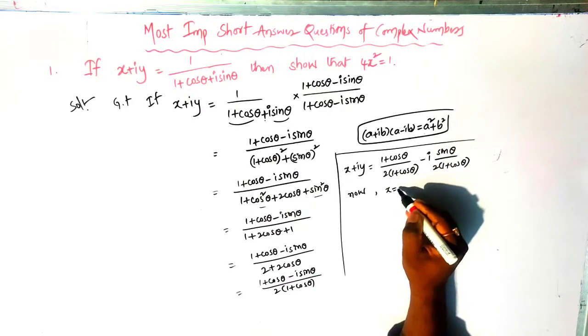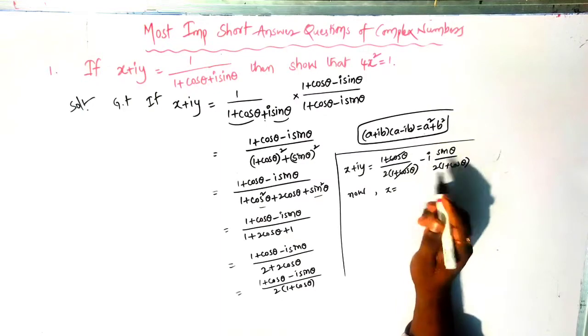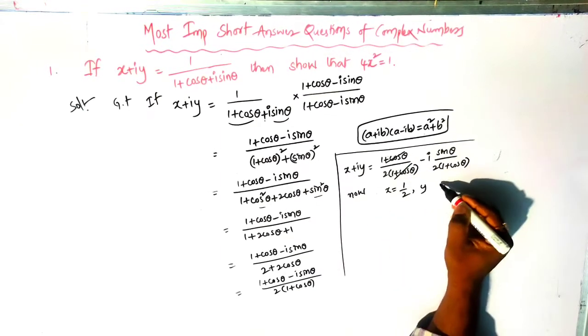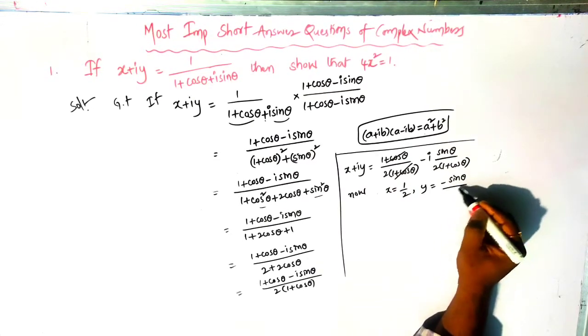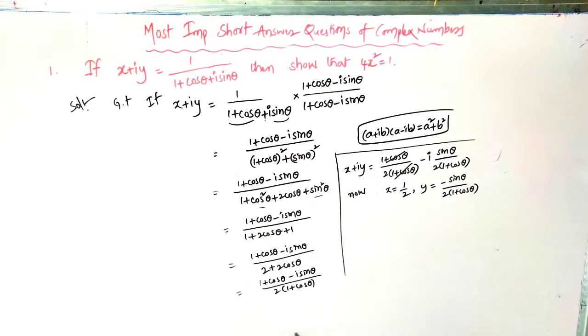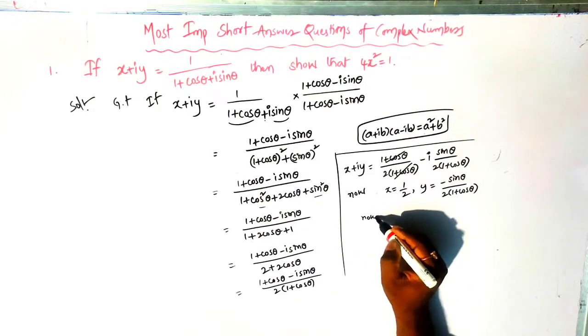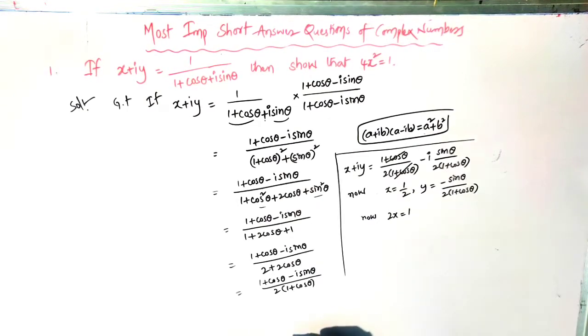x equals, 1 plus cos theta and 1 plus cos theta are both cancelled, so we get only 1 by 2. x equals 1 by 2 and y equals minus sin theta divided by 2 of 1 plus cos theta. Clear? So now x equals 1 by 2, so cross multiplying we get 2x equals 1.